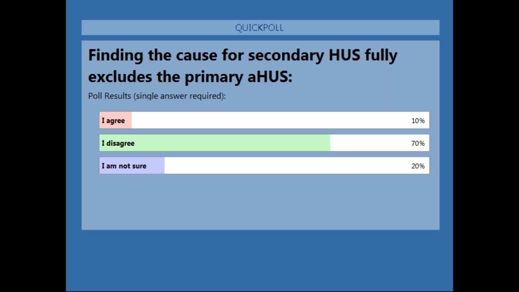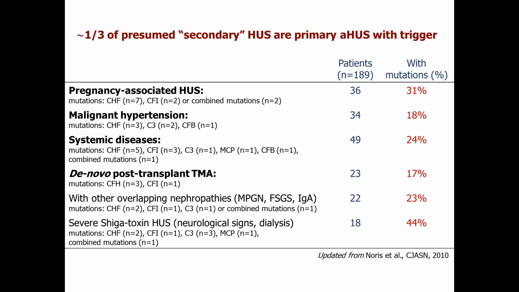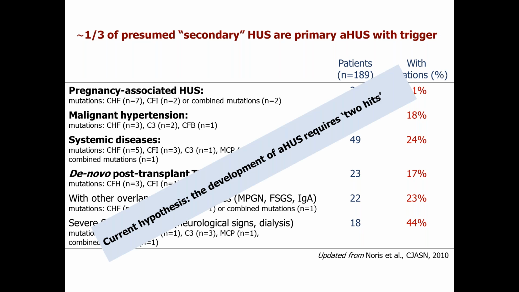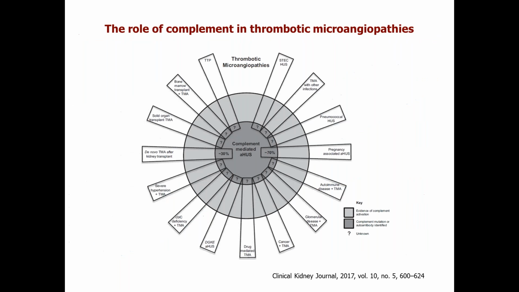Even in malignant hypertension, one fifth of patients might have different mutations. Systemic diseases also present with mutations. And in post-transplant microangiopathy, we have the same situation. Even in Shiga toxin HUS, mutations have been discovered. So the current hypothesis is that development of aHUS requires two hits, a genetic predisposition and then a secondary hit.